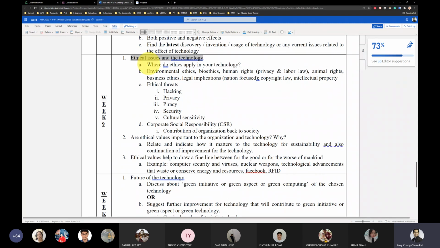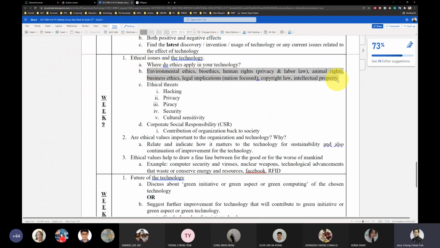So identify where ethics apply in your technology, right? When you're thinking about this, identify it. It can come from your technology. It can also come from your company. So don't forget that, yeah? There are different areas of ethics that can be applied. Some examples are given here in 1B, right?